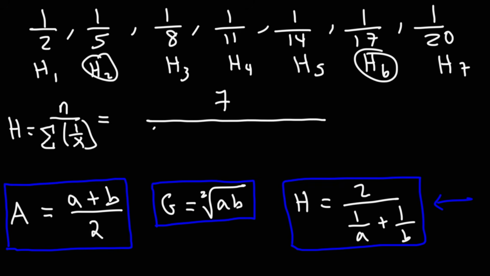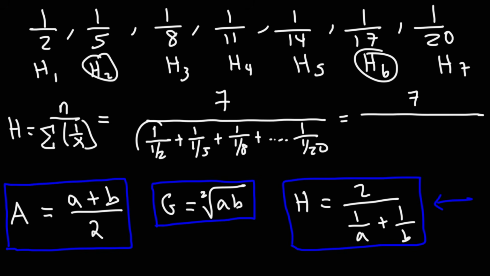And this is going to be divided by 1 over, so x1 is this whole thing, which is the same as h1. So 1 over 1/2 plus 1 over 1 over 5 plus 1 over 1 over 8, all the way to 1 over 1 over 20. 1 divided by 1/2 is just 2. 1 divided by 1 over 5 is 5. 1 divided by 1 over 8 is 8. And the last one's going to be 20.